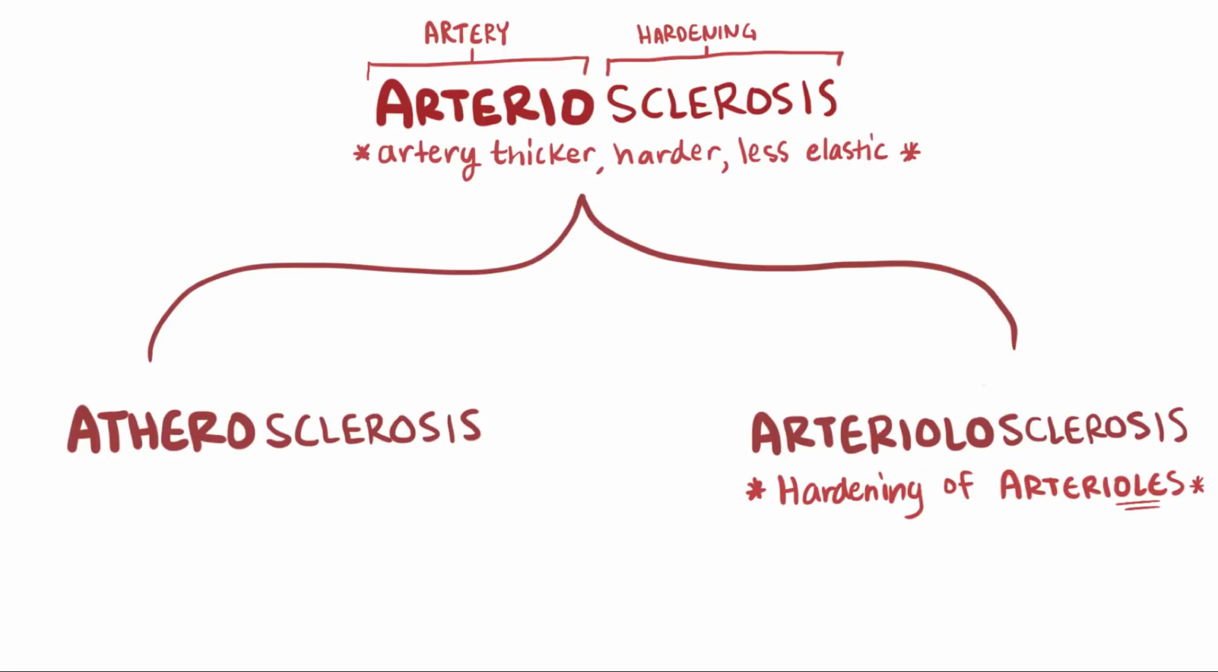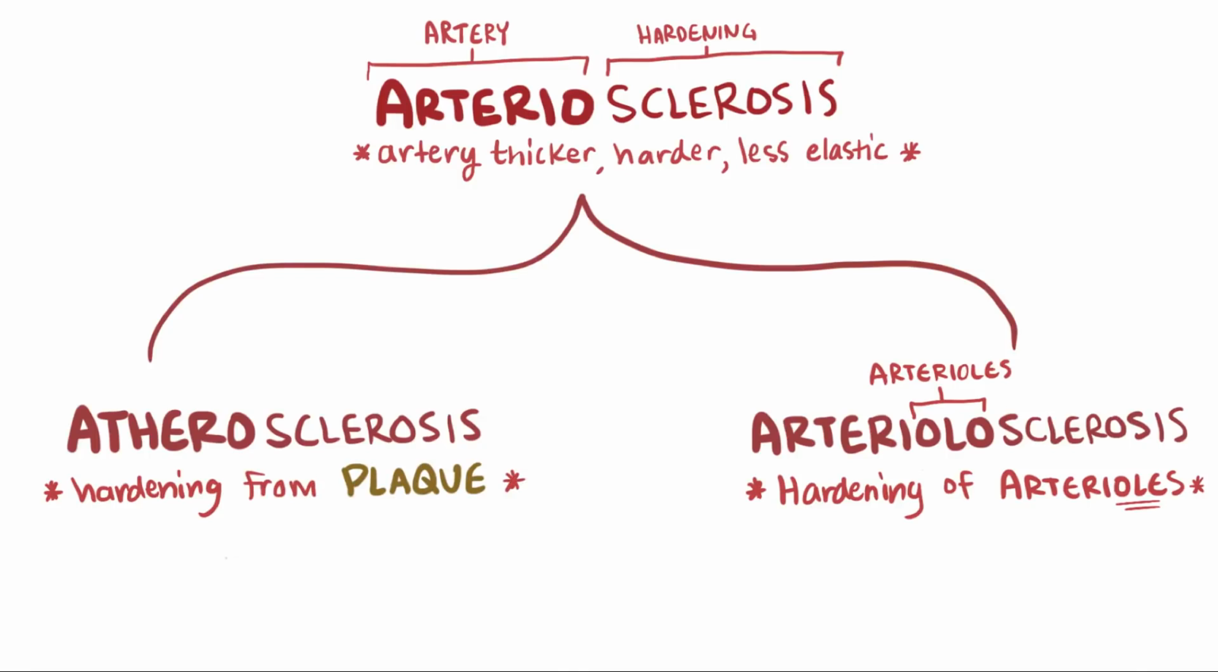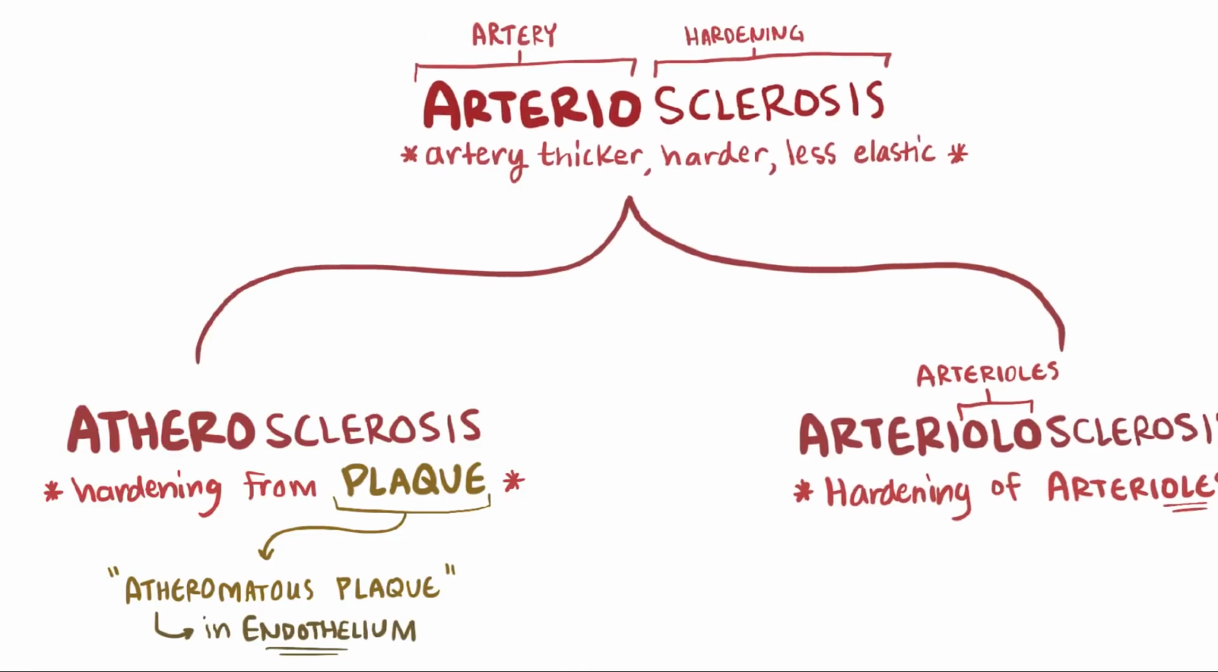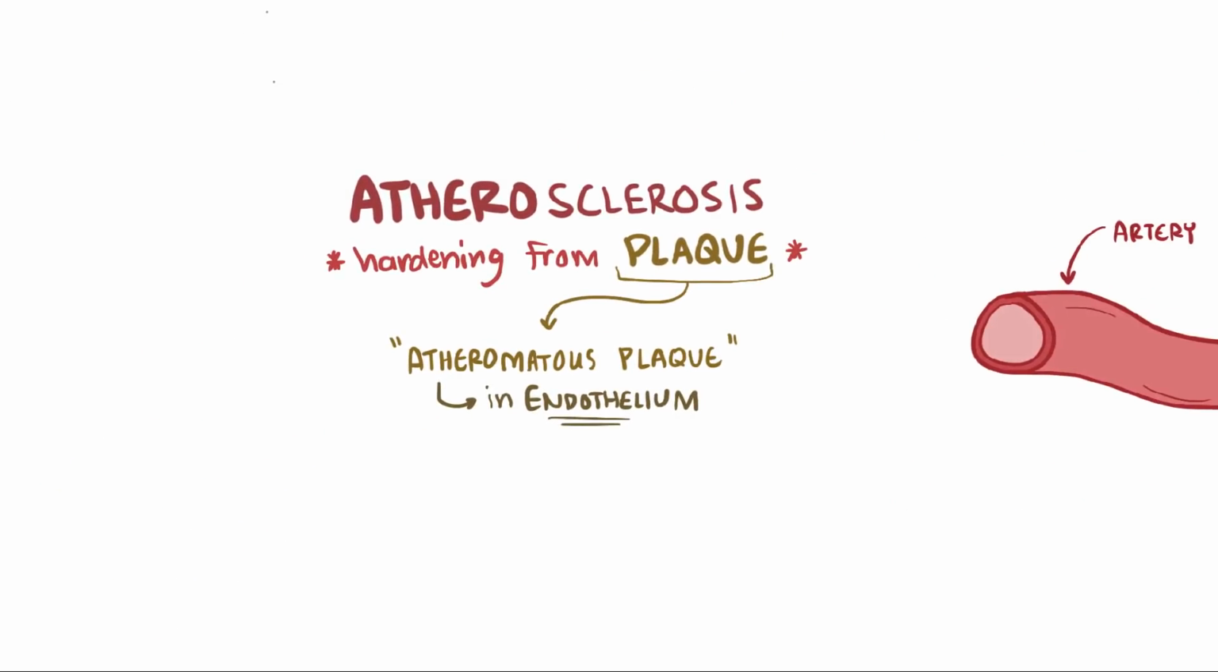This is also pretty easy to remember since the olo in the middle of the word indicates small arterioles. And then finally, atherosclerosis is the hardening of any artery, even though it's usually medium to large sized arteries, which is caused by the buildup of plaque. These plaques are called atheromatous plaques and happen in the innermost wall of the blood vessel, called the tunica intima or endothelium. Okay, now that we've differentiated between all three of these words, let's first take a look at atherosclerosis.